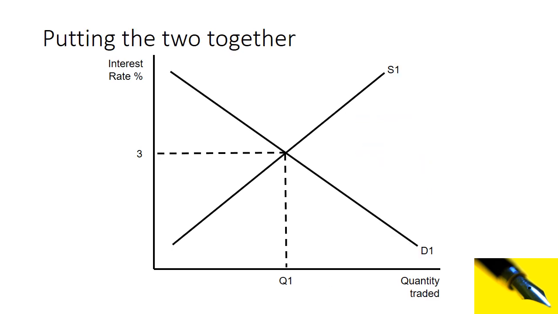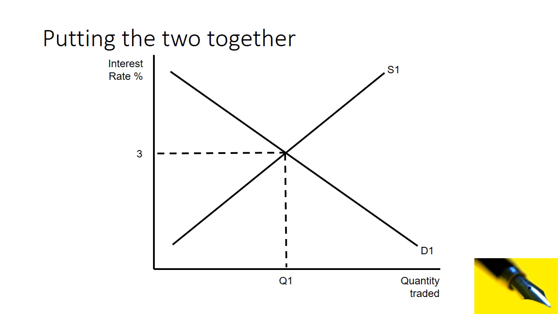Now it's time to put the two together to see the interaction of demand and supply in the money market. So the equilibrium interest rate in the market would be determined in the same way as prices are determined in other markets, so by the interaction of demand and supply. So hopefully you're familiar by now with how markets work and that the price and quantity would be determined at the equilibrium. I should say that this is not exactly the same as the Bank of England's interest rate.